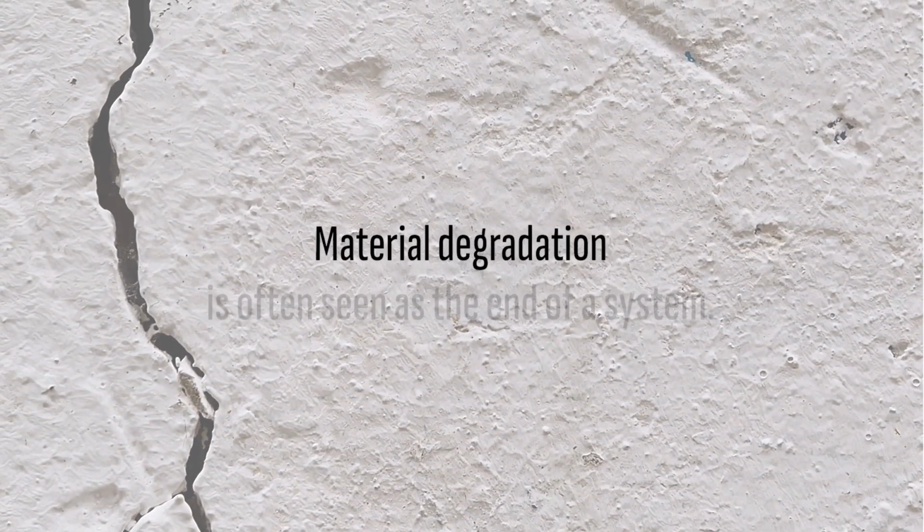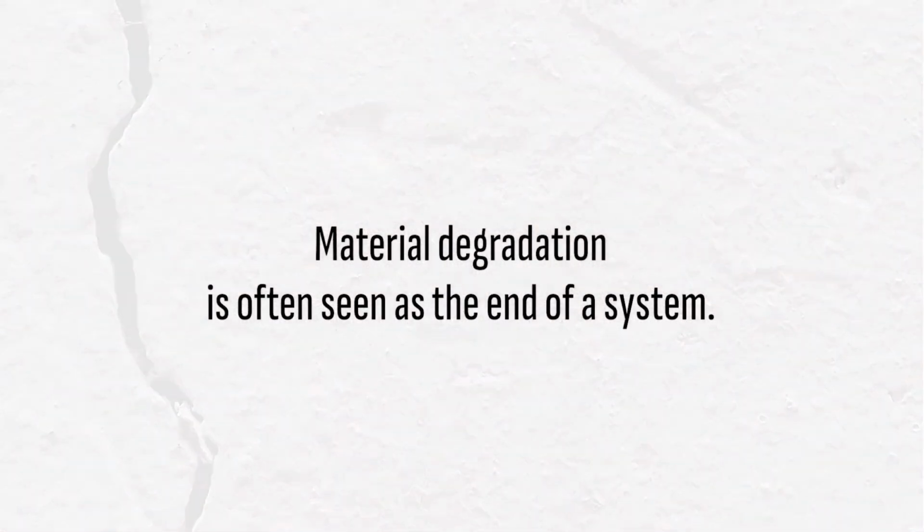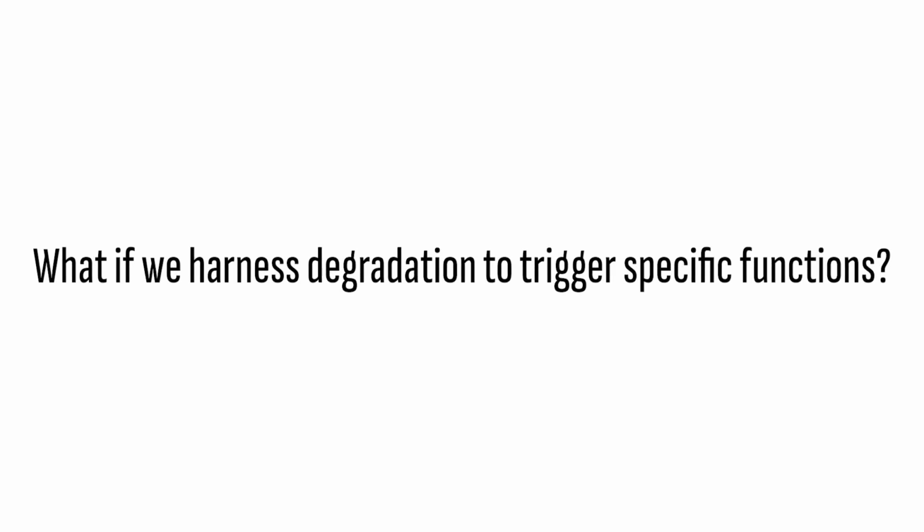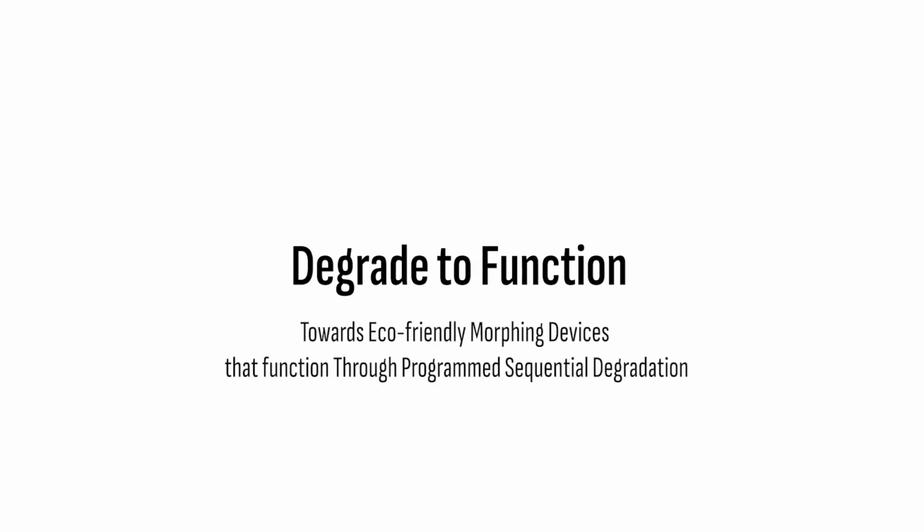Material degradation is often seen as the end of a system. However, what if we harness degradation to trigger specific functions? Here, we are introducing Degrade to Function, towards eco-friendly morphing devices that function through programmed sequential degradation.